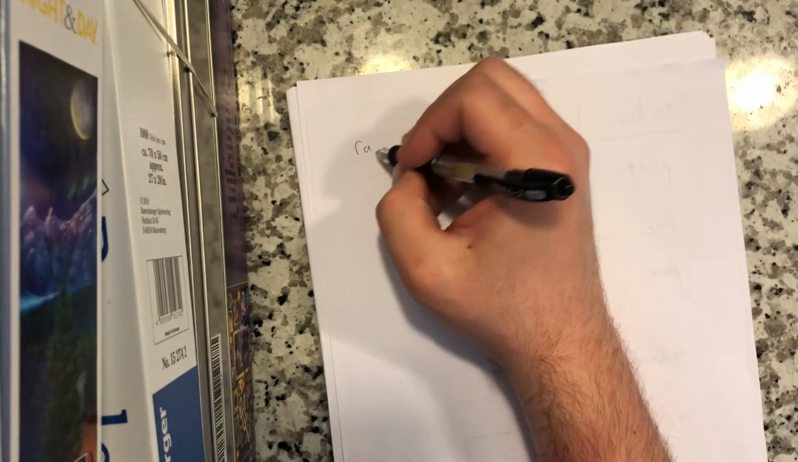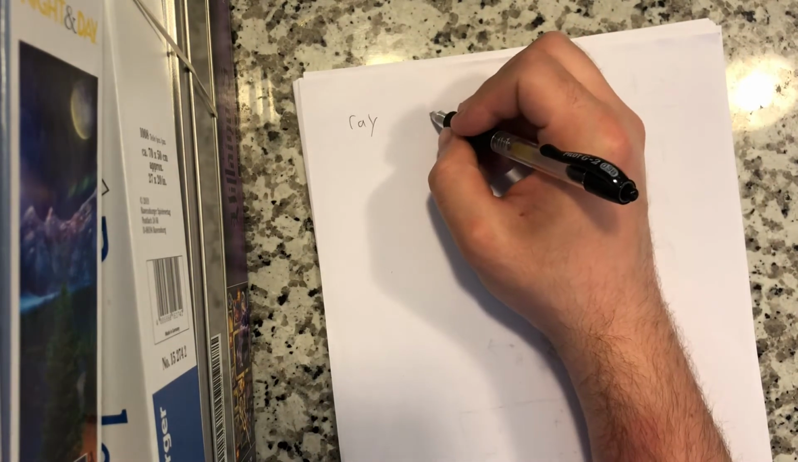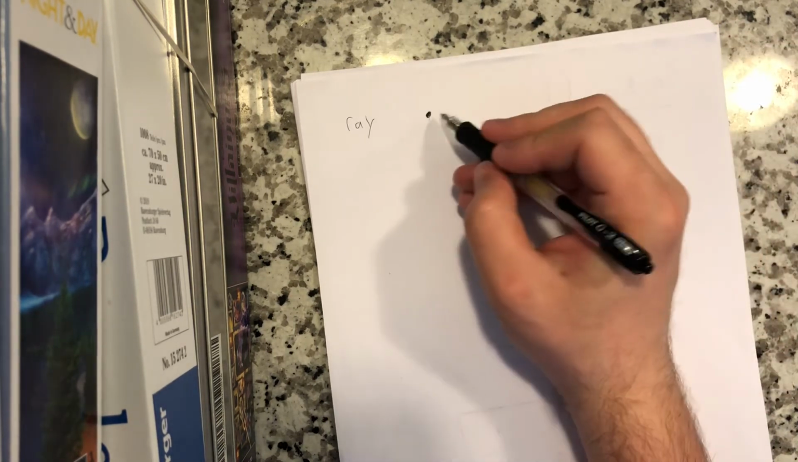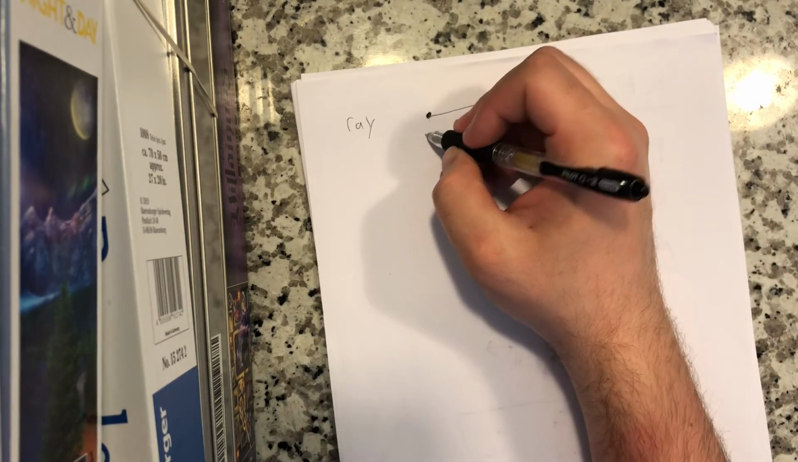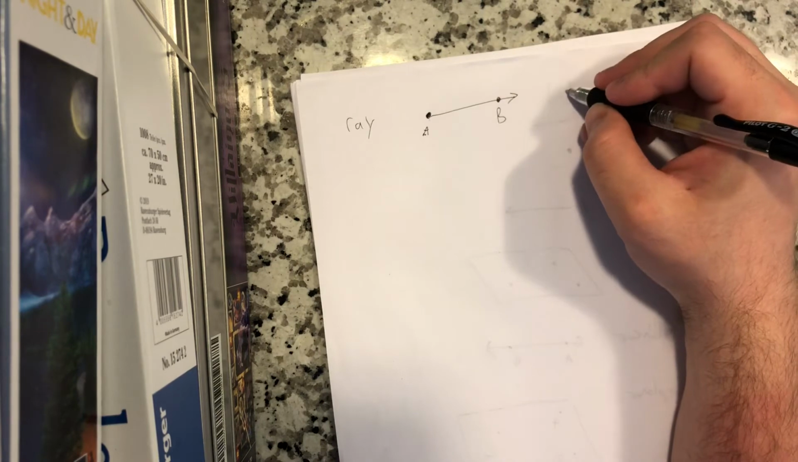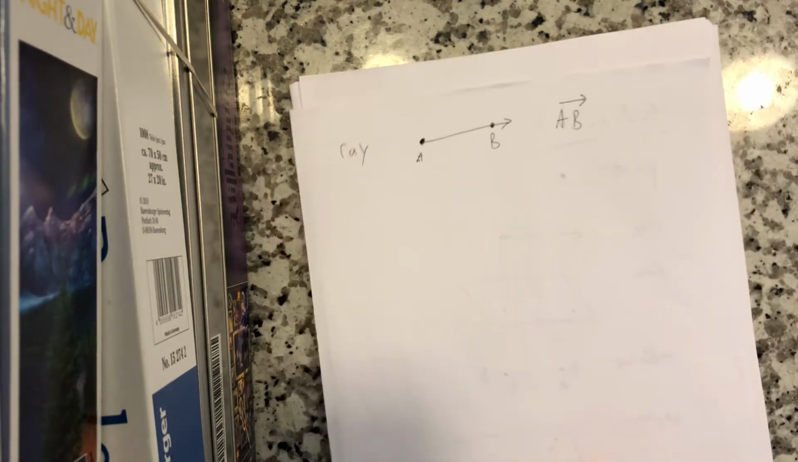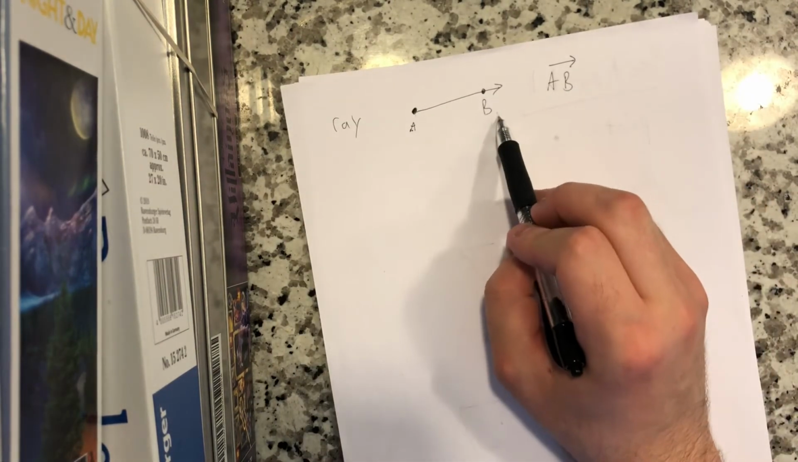The next thing we'll talk about is called a ray. A ray is kind of half a line, half a segment, if you think about it that way. It's got one hard endpoint that stops, and then it's got one side that goes on forever. So we can label this as ray AB. And a ray is going to have the marking with an arrow on one side pointing to the end that has that arrow.